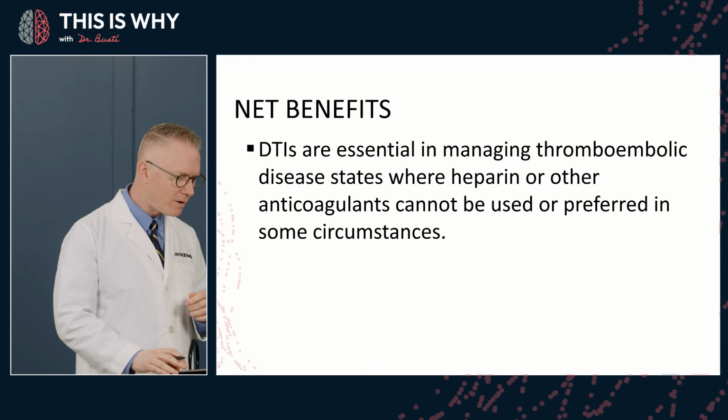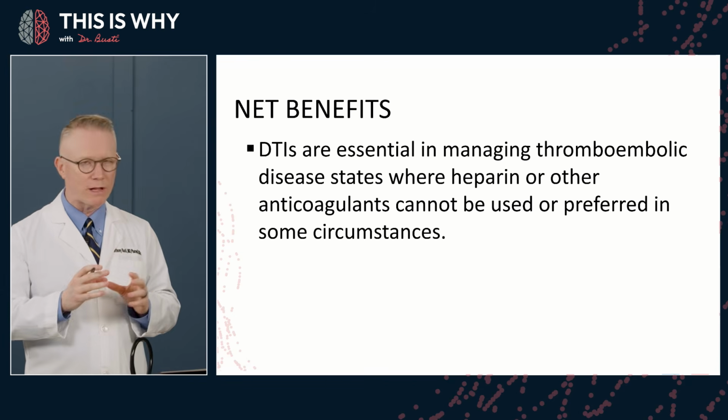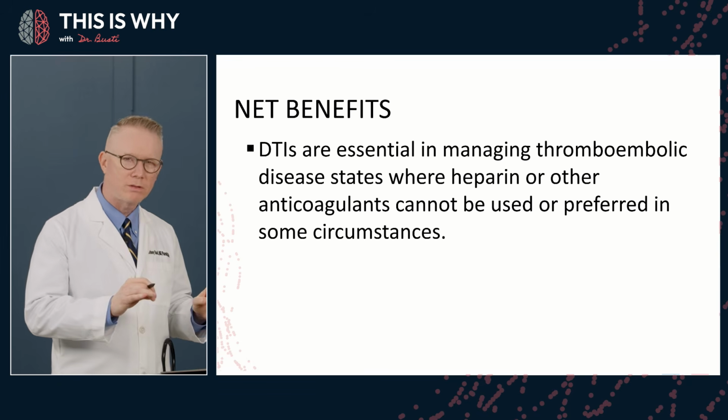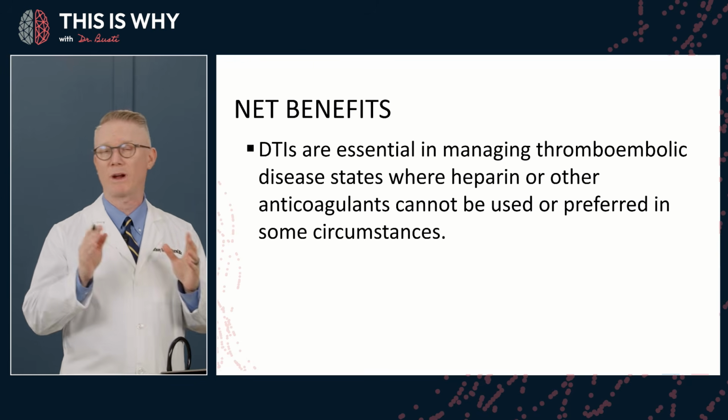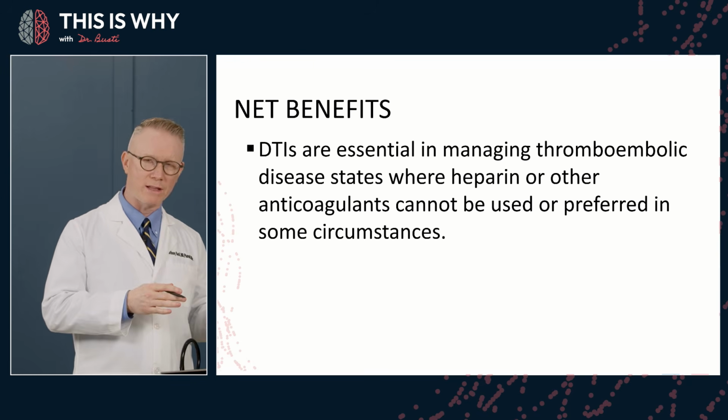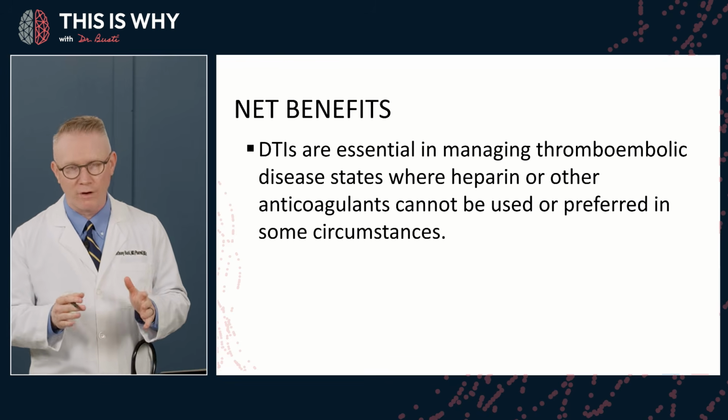Now, what I'd like to pivot to next is understanding the net benefit. I've already dropped a few little hints about this, but it's important that you recognize why I am thinking about this drug class and what I should have in the back of my mind as I consider the utilization of it. First, the direct thrombin inhibitors are essential. They are very helpful in managing thromboembolic disease states where heparin or other anticoagulants cannot be used or are not preferred.